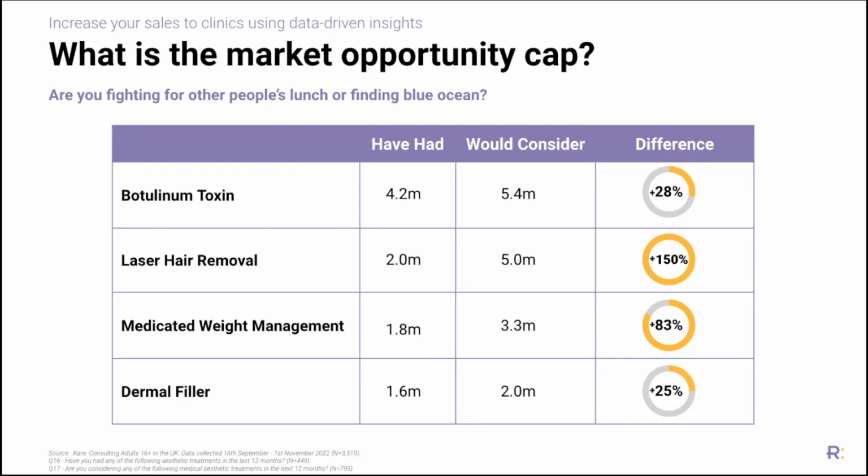And it varies greatly according to different treatment types. You'll see for fillers and toxin, it's around a quarter of those in the market between those that had and those that would consider. So there's still some capacity there in terms of increasing sales at a clinic level. But for laser hair removal, I was quite taken by this. It's a 150% difference. It just shows that there's a number of people out there that would consider having it that aren't necessarily coming through a clinic door.